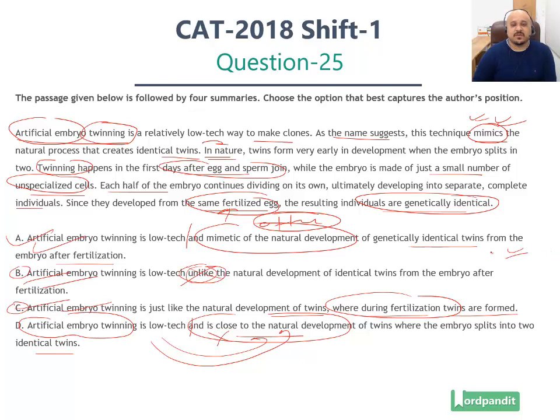This is a question which requires careful analysis. Only when you read this very, very carefully do you spot the small details. Option number C has a small detail where it says during fertilization, whereas it should be after fertilization. A and D, another small little difference. So you've got to catch these small little differences in order to identify the correct answer.